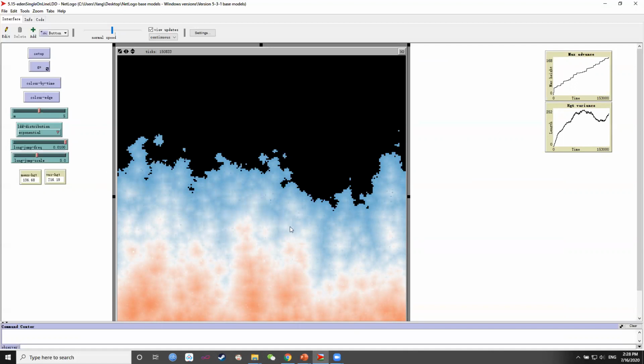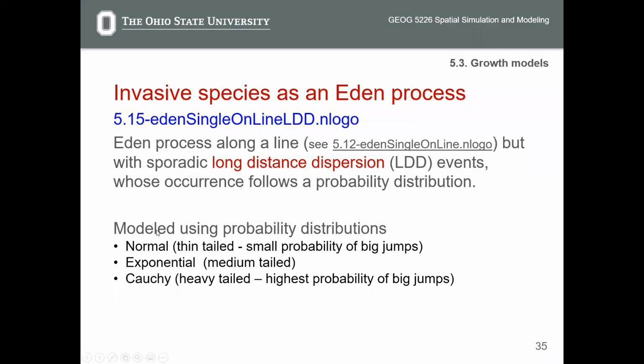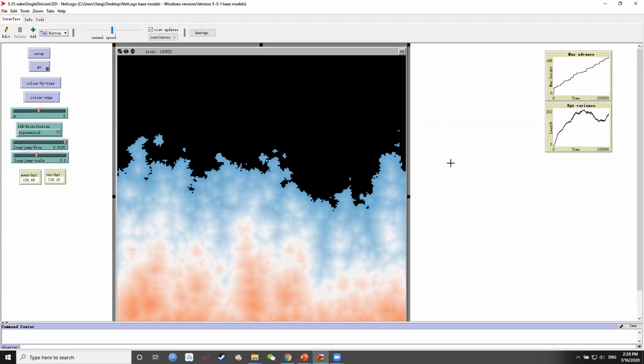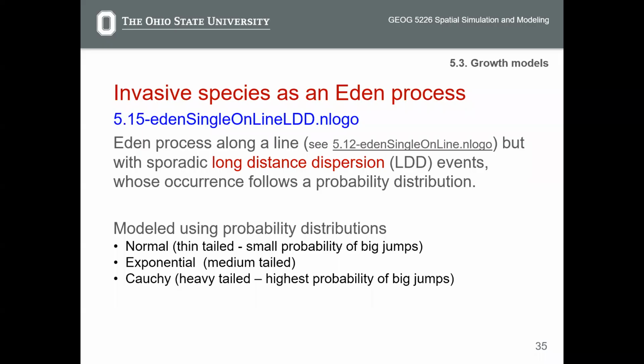Again, I use different colors to paint different sites occupied at different times, right? Pink areas are sites occupied long time ago, then white sites, then blue sites. Obviously, you can use different distributions modeled using probability distributions to decide the distance of this LDD. Because if it happens, it means that another cell that is far away from an occupied cell will suddenly be visited for some reason. But how far away? What is the distance I should use when this LDD is happening? You can choose a distance from different probability distributions: normal, exponential, or Cauchy distribution, right? So that's another application of the Eden process or Eden model for invasive species.